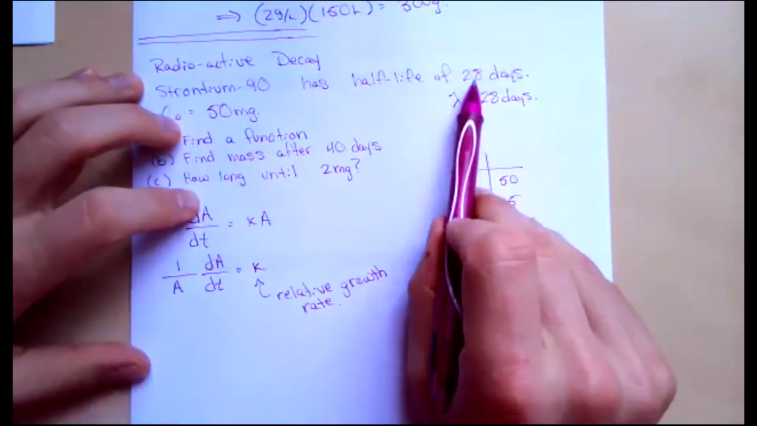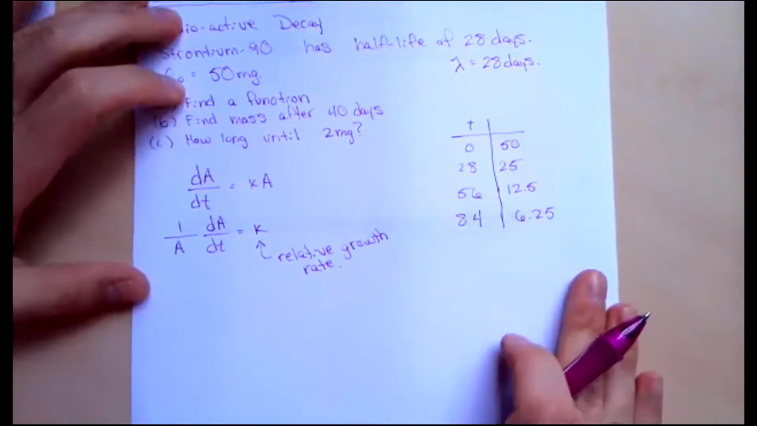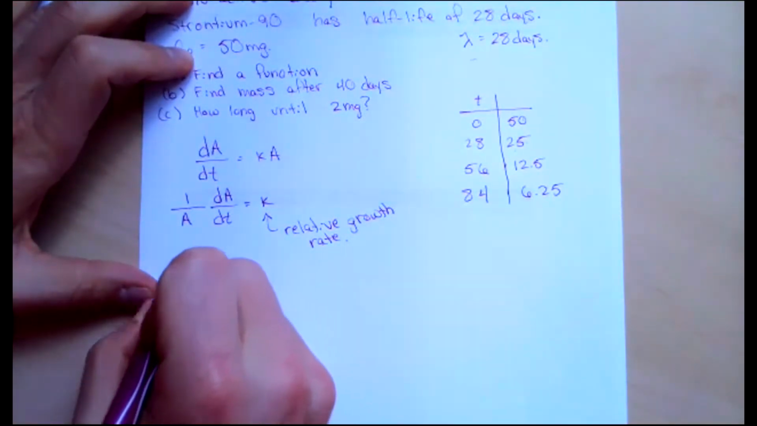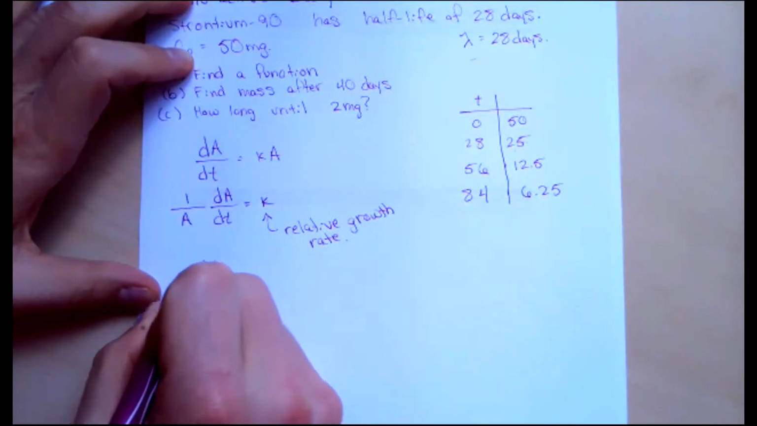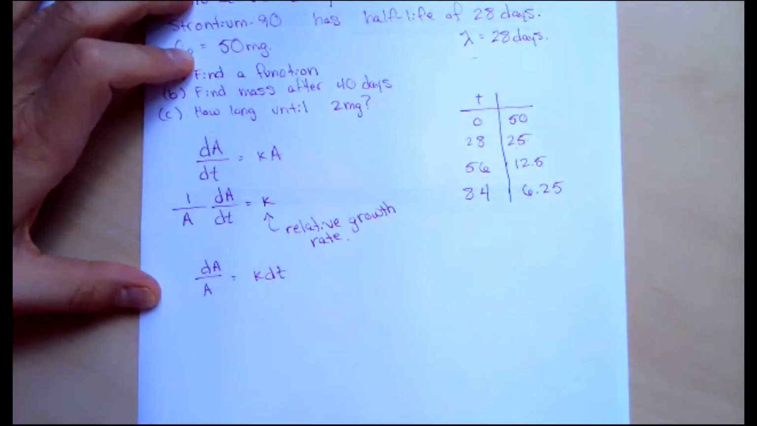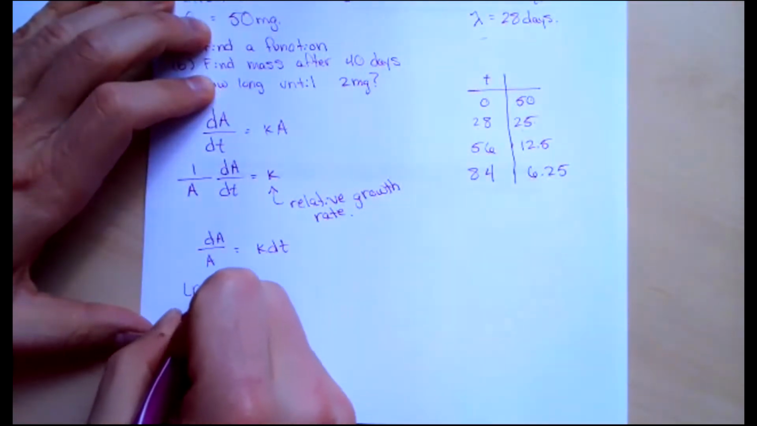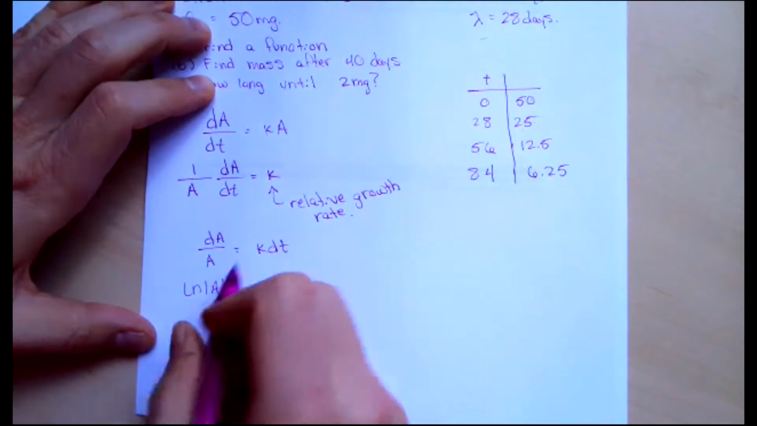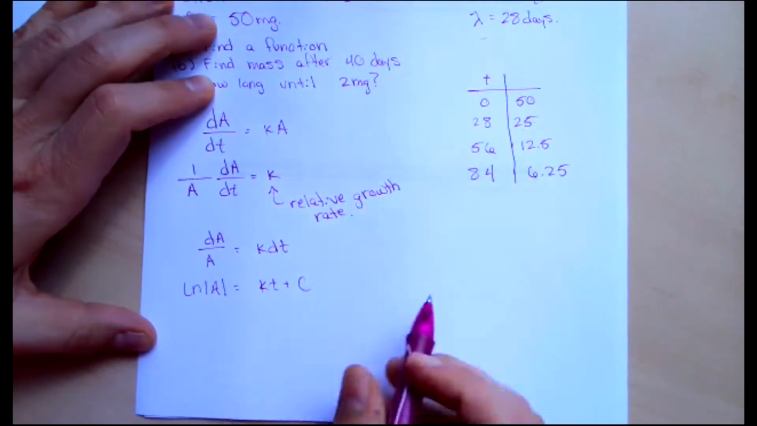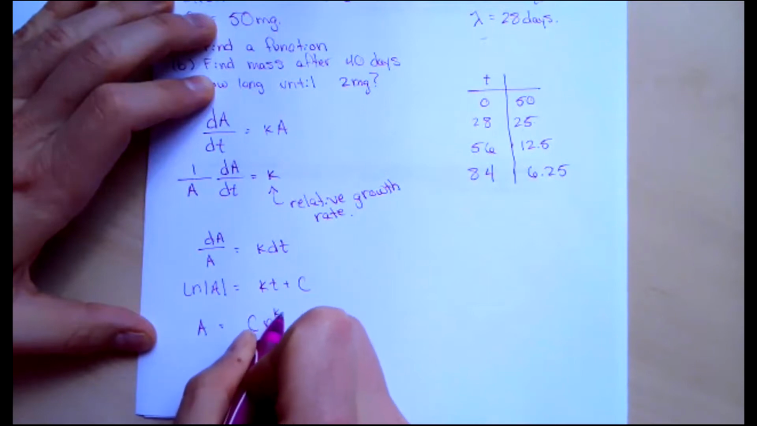So we need to be able to use this information. Where does this 28 days come into play? It really just comes in from solving this equation. So now that we've kind of separated the variables, let's go ahead and move our t over as well. This is our equation. Much easier than the last one. When we integrate, we'll get natural log of A is equal to kt plus a constant. And of course, we will get A is equal to some C times e to the kt.